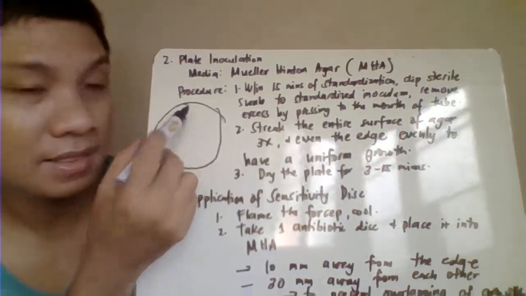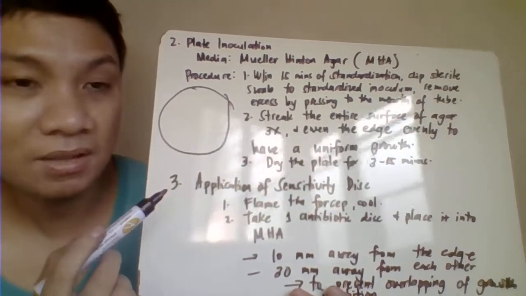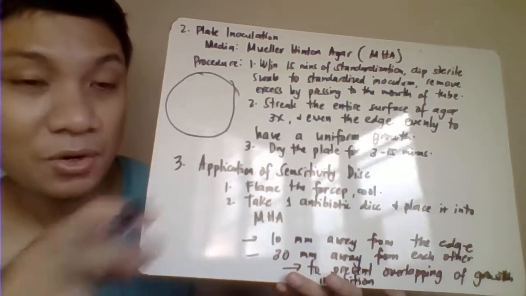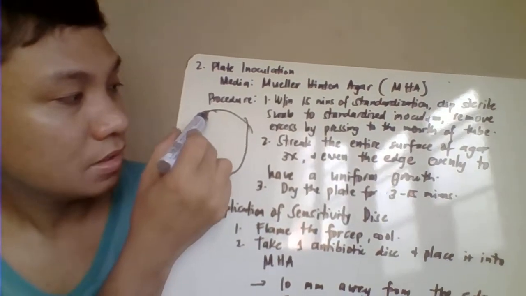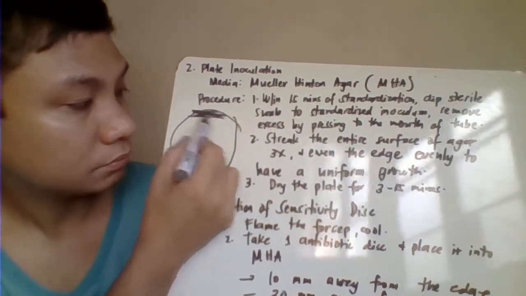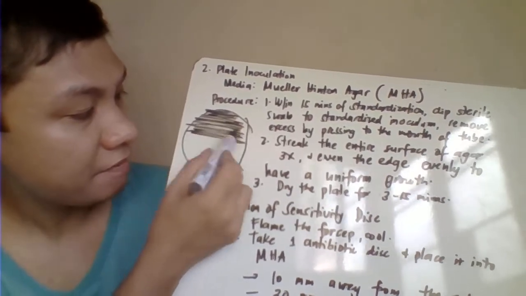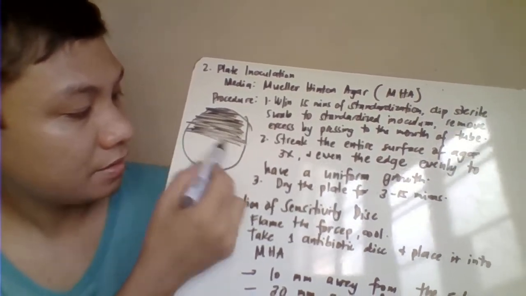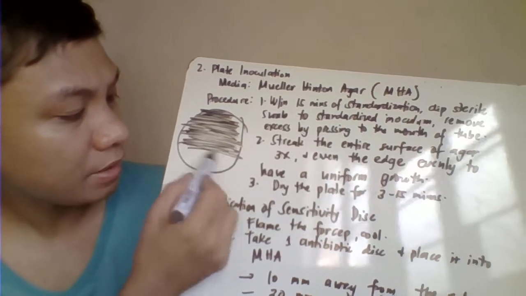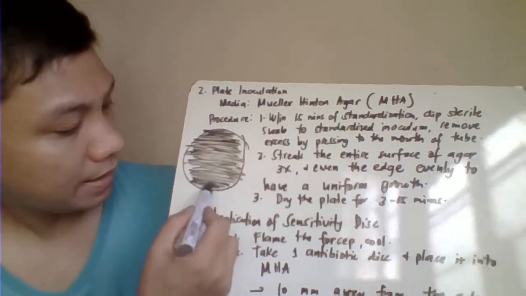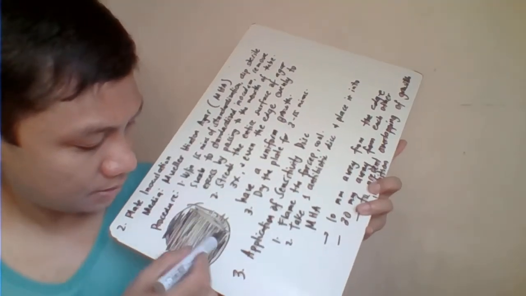So ganun dapat, when you are swabbing that one, make sure that you're able to form here an even surface throughout your culture media. So, iganon mo siya. Ganyan. So, dapat even para even ang growth ng ating bacteria. So, ayaw natin makikita na may mga space. So, ganyan. And then, ganyan mo ulit siya.